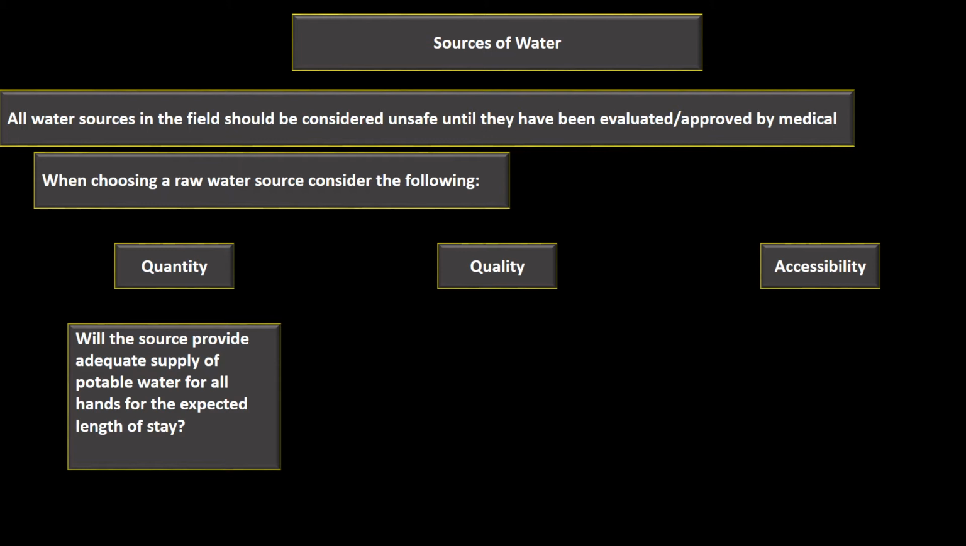With quantity, we've got to ask the question: will the source provide an adequate supply of potable water for all hands for the expected length of stay? So we're going to have to know a little bit about the operation or the mission, how long we're going to be there. We've got to know how many personnel. We have to have a good estimate on what their water consumption is going to be so we can evaluate and make sure we have enough quantity of water.